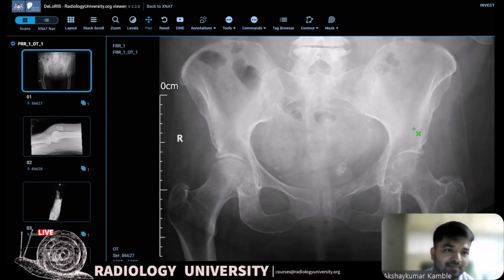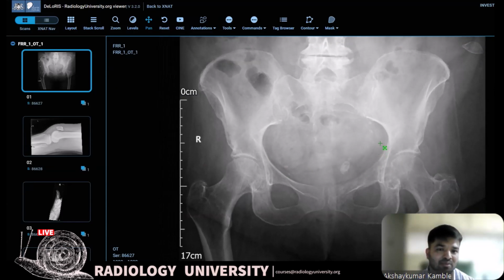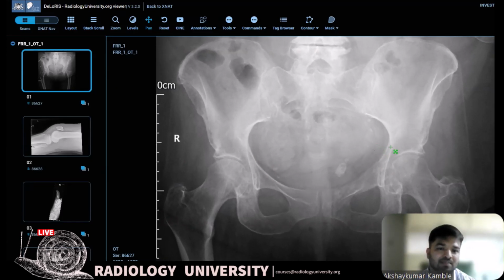Does anyone want to give any comment? What do you think those are? Is it just the fat? Fat would be more low density. It's not fat. Sometimes fecal loading can look like this, and because there is air around, it can sometimes look like that.